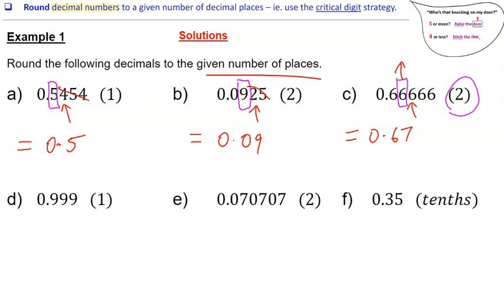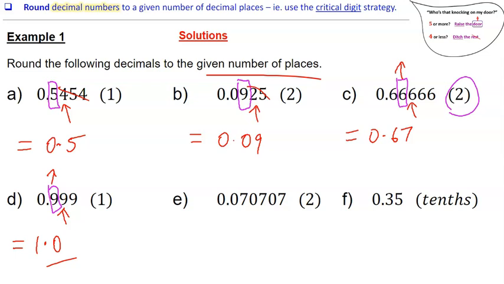Part D. Door, digit, ditty. Who's that knocking on my door? 5 or more, raise the door. It's going to go up by 1 to the nearest tenth and increase 0.9 to 1.0. That's correct to 1 decimal place.